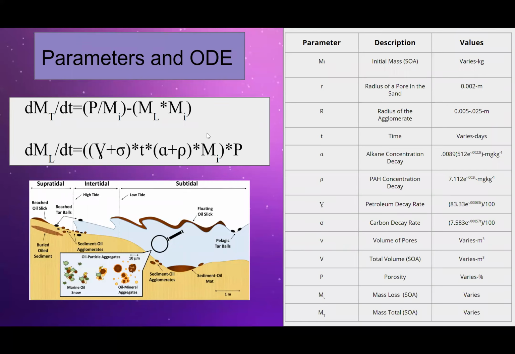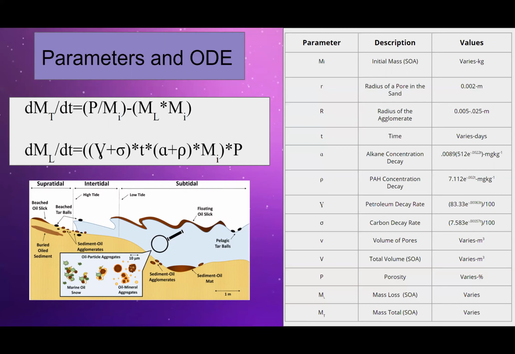So as you can see on the right of this slide, you can see our 13 parameters. 4 of these parameters are equations, and all 4 of those equations are exponential decays that were given in the research paper that we referenced. They are the petroleum decay rate and the carbon decay rate, as well as the PAH concentration and the alkane concentration decays, which are all the chemicals that can be found within the oil within the SOAs.